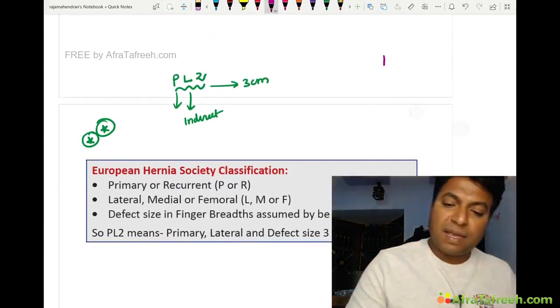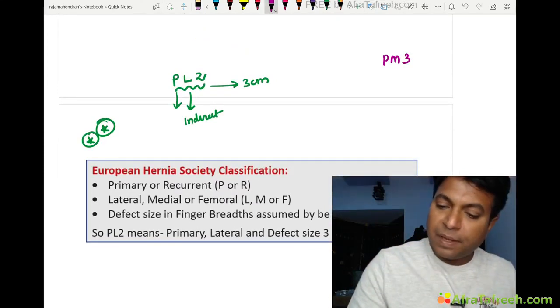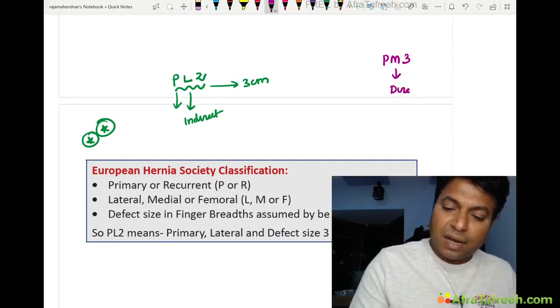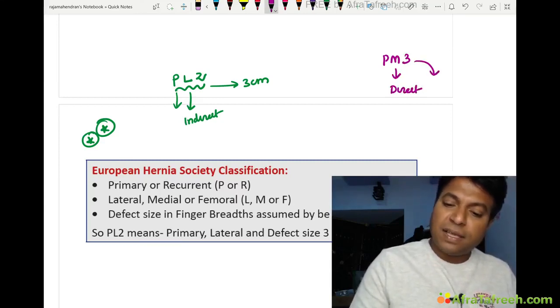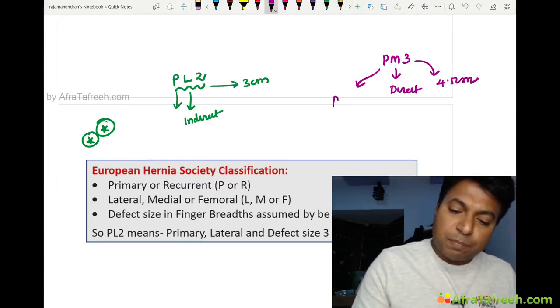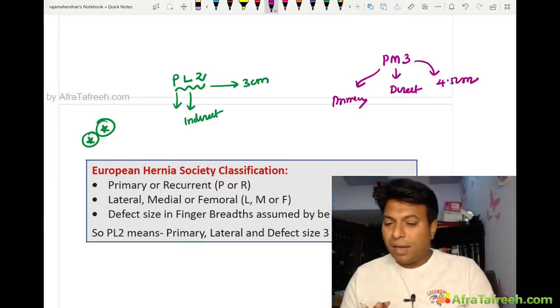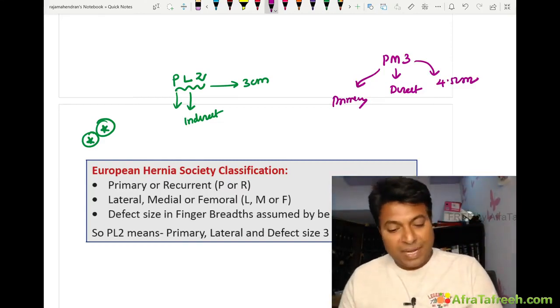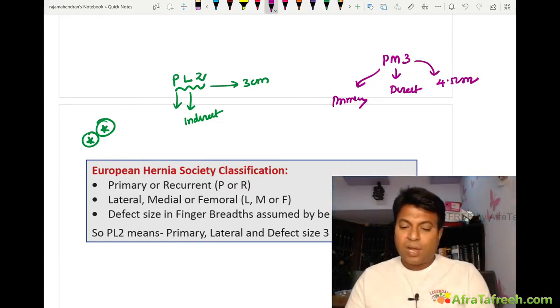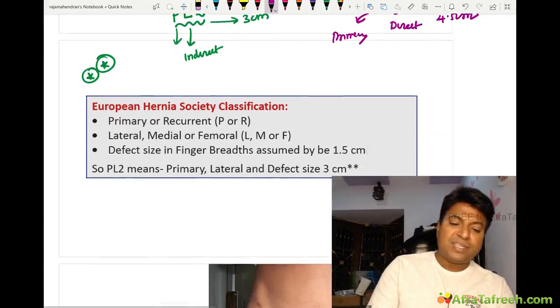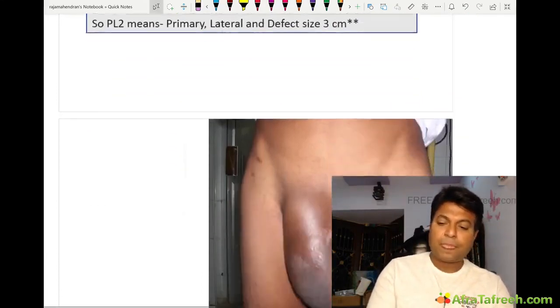So please remember, if I say PM3, it means it is a direct hernia. The defect size is 3 into 1.5, it is a 4.5 centimeter defect, and it is a primary hernia. Like that I can simply say whether it is primary or recurrent, medial or lateral or femoral, and the defect size, everything can be given with this European Hernia Society classification.